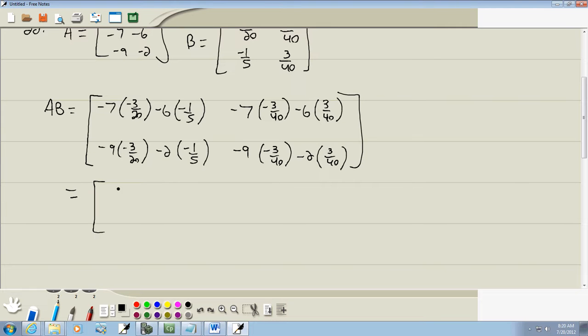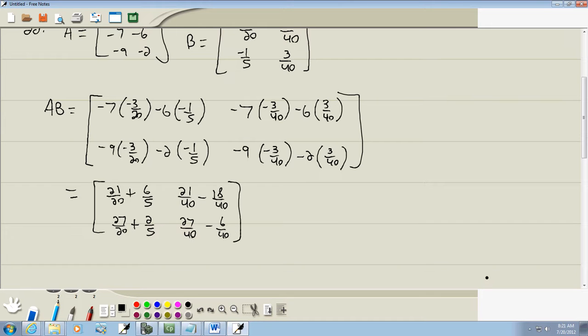Well, negative 7 times negative 3 gives us 21/20. Negative times a negative is positive, and that gives us 6/5. Negative 7 times negative 3 is 21 over 40, minus 6 times 3 is 18 over 40. Negative 9 times negative 3 is 27 over 20. And negative times negative is positive, 2/5. And that gives us 27 over 40 minus 6 over 40.